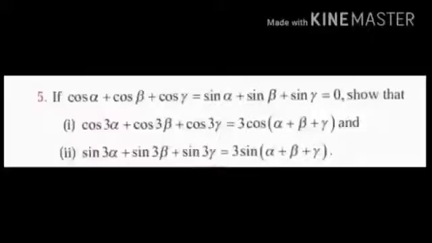Exercise 2.7, fifth sum. If cos alpha plus cos beta plus cos gamma equals sin alpha plus sin beta plus sin gamma equals 0, then show that, first question, cos 3 alpha plus cos 3 beta plus cos 3 gamma equals 3 into cos of (alpha plus beta plus gamma), and similarly for sin also they are given. In this question, we are going to prove these two parts simultaneously. While I am doing the calculation itself, at the same time I will get both the answers together.